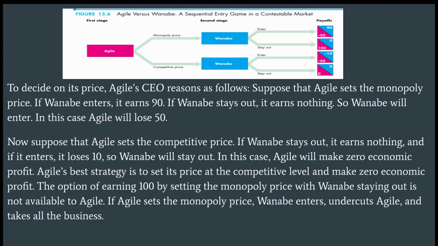Now suppose that Agile sets a competitive price. If Wanabe stays out, it earns nothing, and if it enters, it loses 10. Wanabe will stay out. In this case, Agile will make zero economic profit. Agile's best strategy is to set its price at the competitive level and make zero economic profit. The option of earning 100 by setting the monopoly price with Wanabe staying out is not available to Agile. If Agile sets the monopoly price, Wanabe enters, undercuts Agile, and takes all the business.